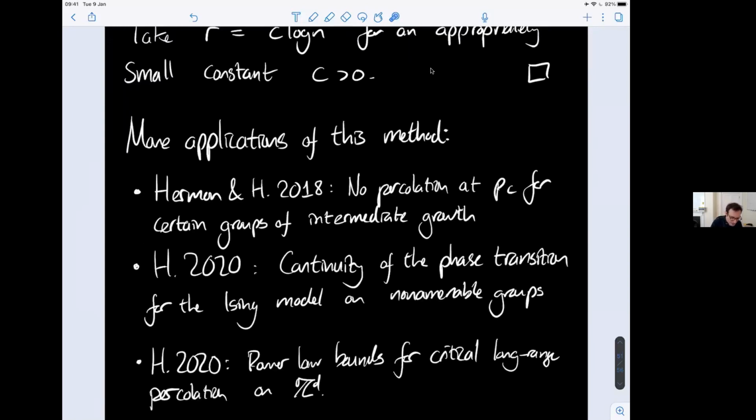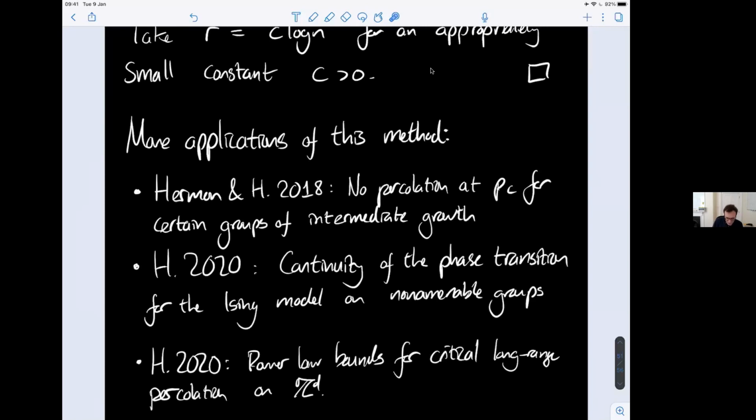So this argument that I was just explaining to you was the first in what's now a series of a few papers where I've used variations on the same argument to prove various things. The first subsequent thing was this work with Jonathan Hermon, where we used a variation on this to prove that there's no percolation at p_c for certain groups of intermediate volume growth. So they have sub-exponential but super-polynomial volume. Although it remains open to prove there's no percolation at p_c for all such groups, including some of the most well-known examples.